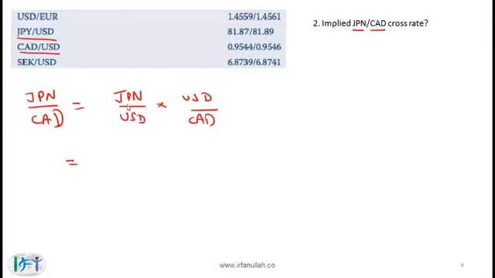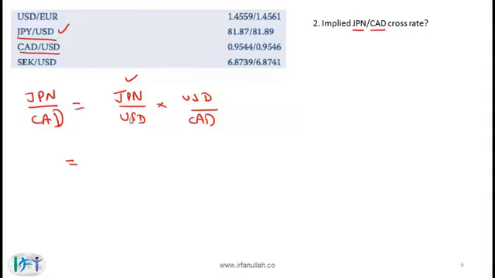So is Japanese yen to USD given? That is given. So here USD is the base, which is what we want. But what about USD to Canadian? Here we want the Canadian dollar as the base, but what's given here is the US dollar as the base. So we will need to take the reciprocal.